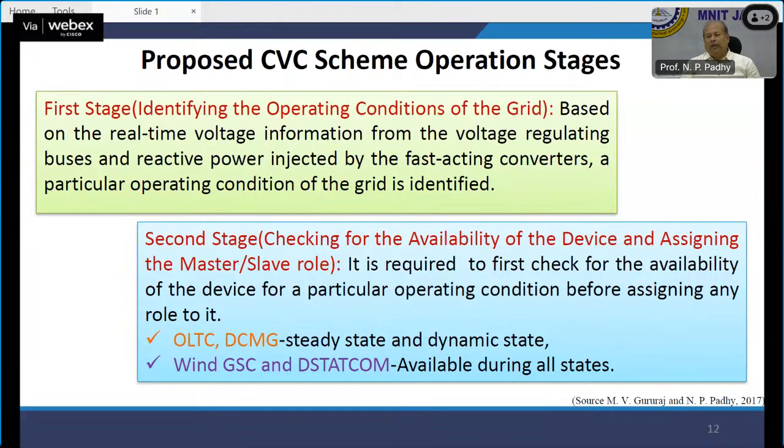So for wind grid converters, you need not worry. For DSTATCOM, you need not worry because they're made for that. However, the OLTC and DC microgrid, those two devices you need to understand. For example, OLTC: already you are at, let's say, 0.85. Even if I switch on the 16 steps, still I cannot attain 1.0. If it is, let's say, 0.75, what will you do? You cannot do anything. Even at 0.75, maximum it can come to 0.85. So that is what the second stage identifies: who has to be communicated to act.